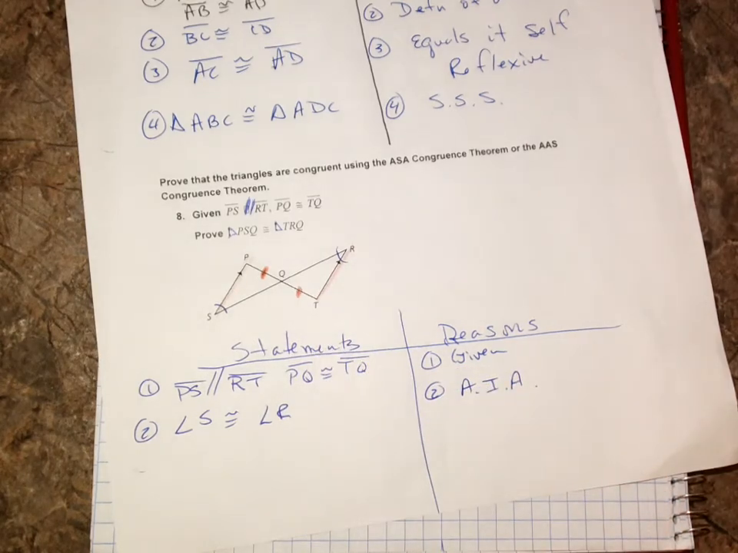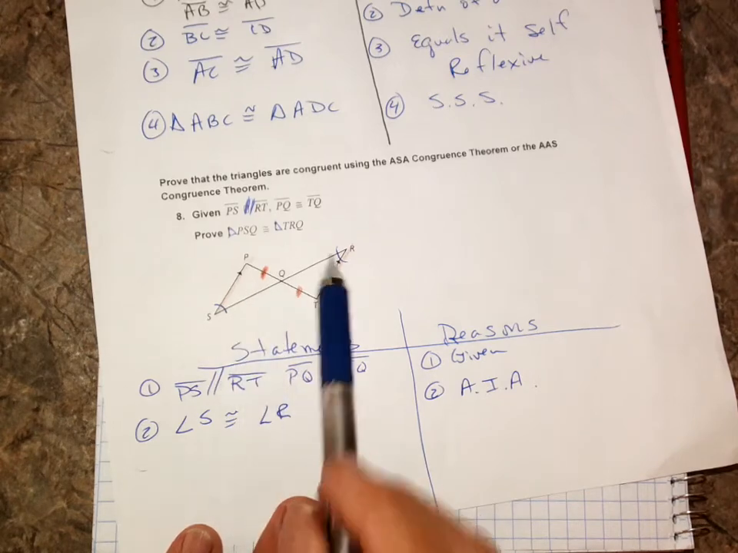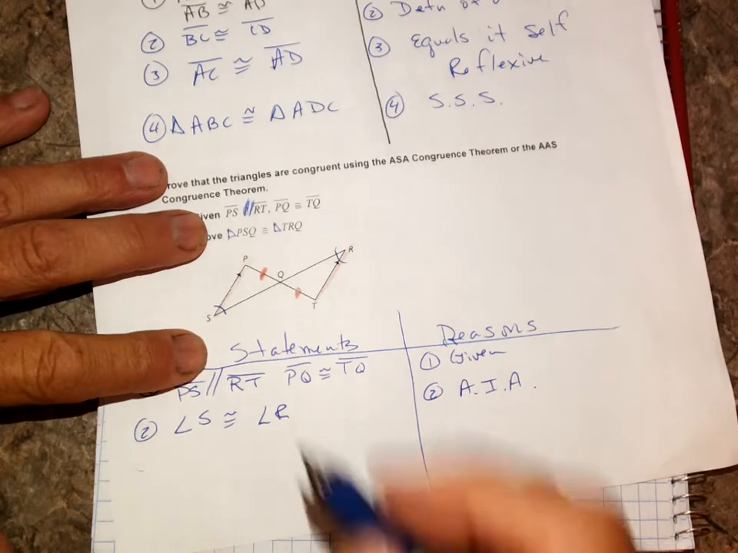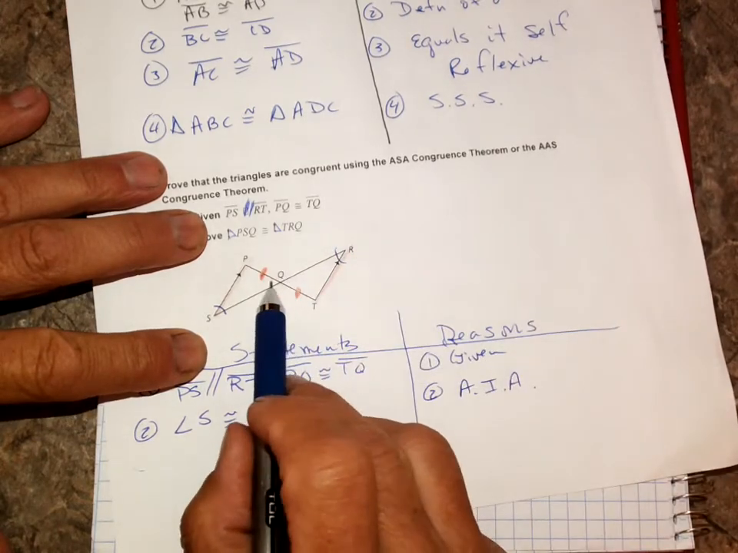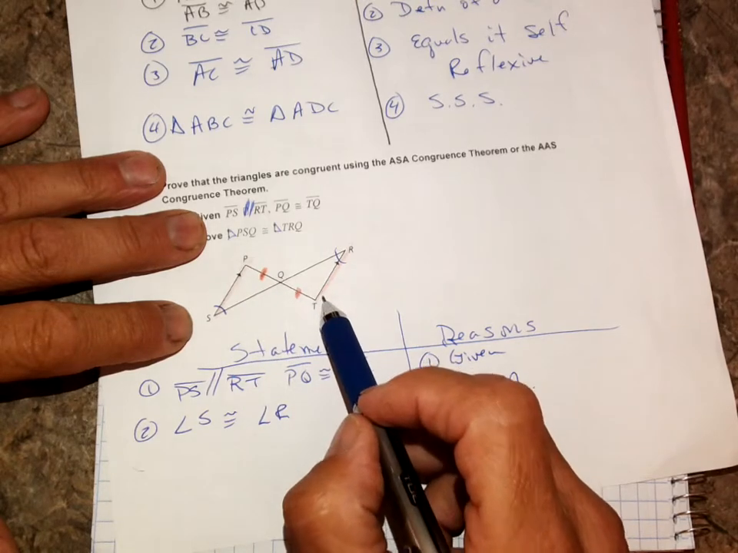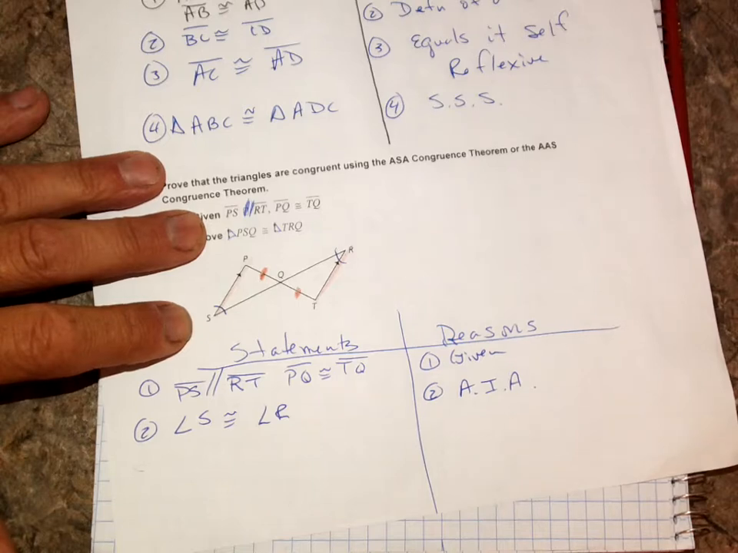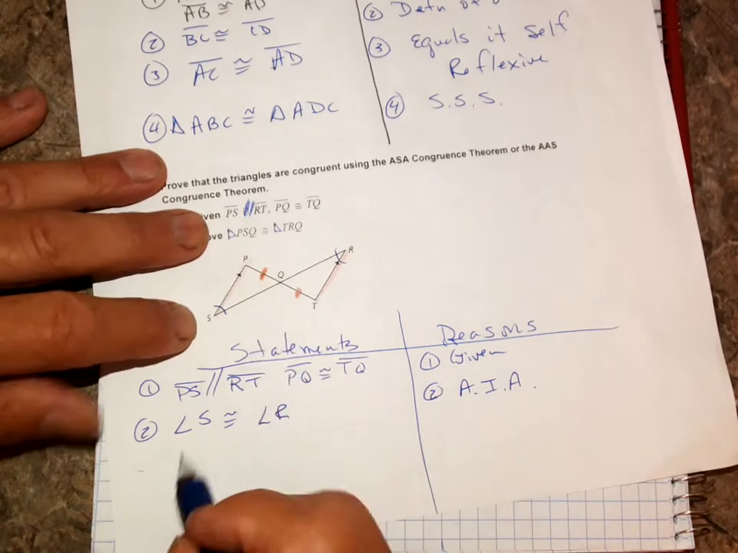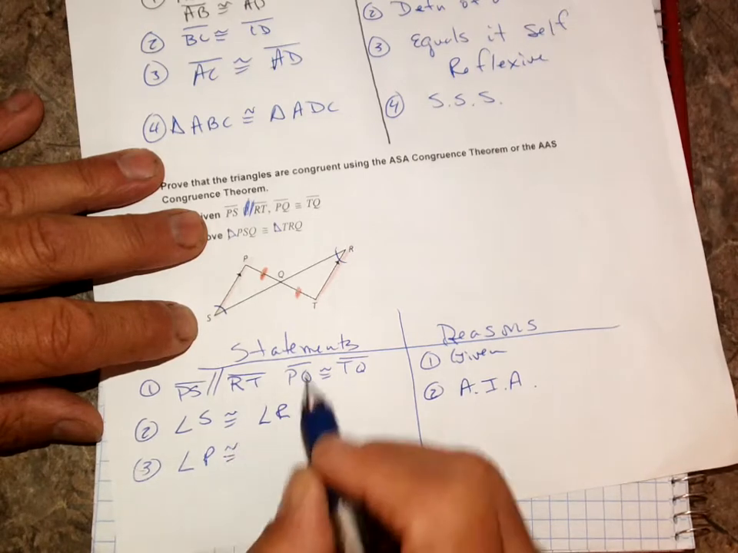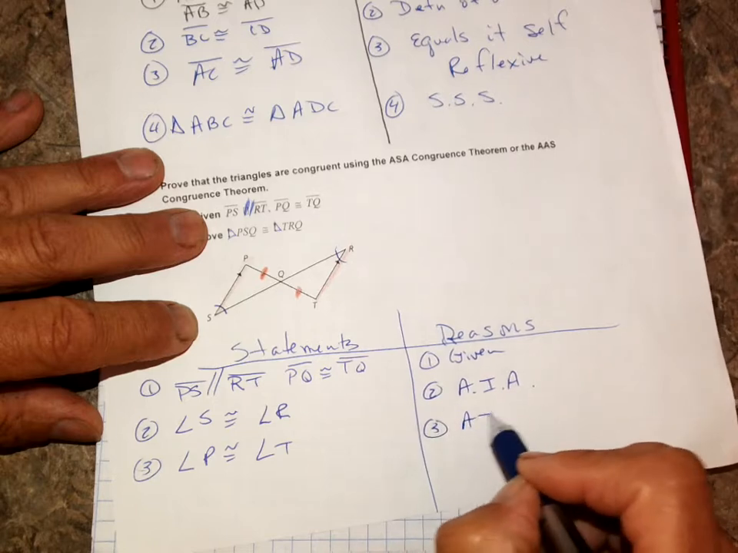All right, what else do I know? Well, I have a side to a side, an angle to an angle, and I need one more angle. I also know that this angle here is equal to this angle here, because again, parallel lines make the Z. So why not just make it easy? Let's say step 3, that angle P is congruent to angle T by the same reason, alternate interior angles.